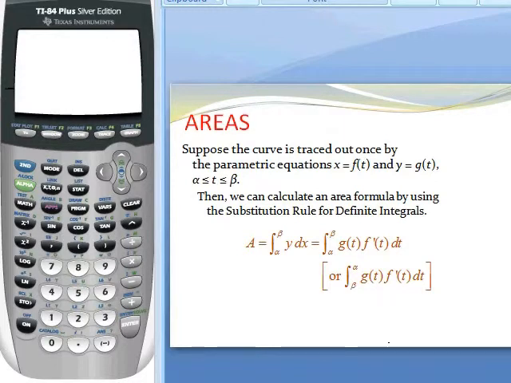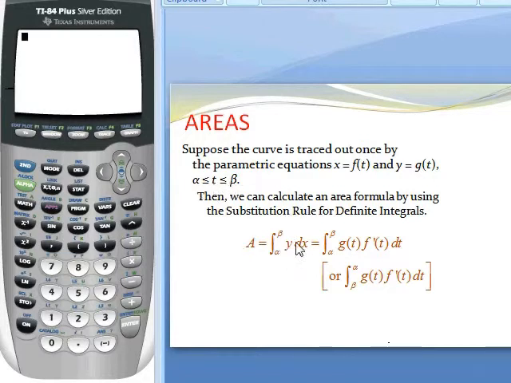Now we are going to look at how we can calculate areas under the curve using parametric equations. Let's go back to the equations. Let's say I have an equation y dx, and I put that y in there without the parametric equations. That's what I used to do. But now let's say t goes from alpha to beta.